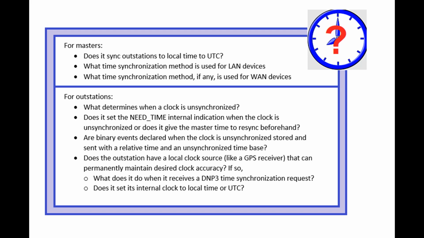Does the outstation have a local clock source, like a GPS receiver, that can permanently maintain desired clock accuracy? If so, what does the outstation do when it receives a DNP3 time synchronization request? And when synchronized from the GPS receiver, does it set its internal clock to local time or UTC?